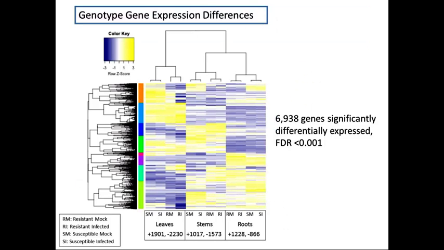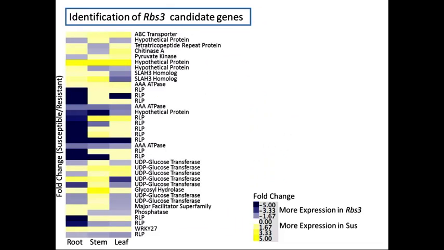So in response to genotype, differences between the resistant and susceptible genotype, regardless of infection, there were 6,938 genes significantly differentially expressed. Now, the 2 lines that I used were unrelated, so we expect a lot of differences. And most of these differences probably are not related to defense. But because we know the location of RBS3, we were able to look at genes differentially expressed in that region.